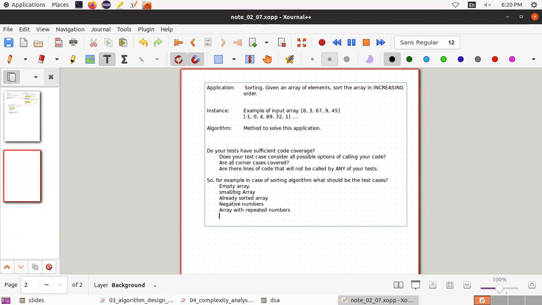Next. Any others? Array with only one value. Partially filled array. Okay. Again, this is valid only if your algorithm is supposed to handle it. If your algorithm is not supposed to handle null values, then you'll not consider this.